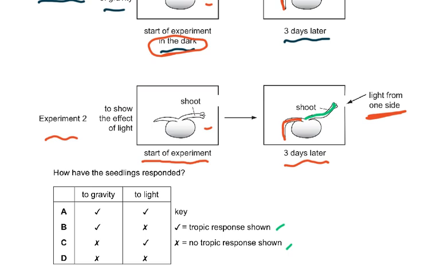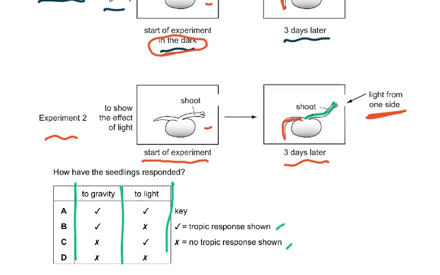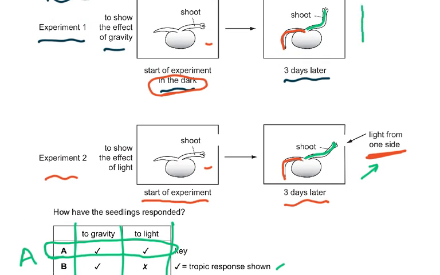A, to gravity, and to light. There are 2 columns, and you have all these ticks and crosses. So you have to come to a very important conclusion. Has it responded to gravity and light? Yes, it's responded to both. So the answer was A. Why? Because here it is growing towards light. Here it is growing against gravity and the root is growing downwards towards gravity. So there is a tropic response shown, to the gravity as well as to the light.